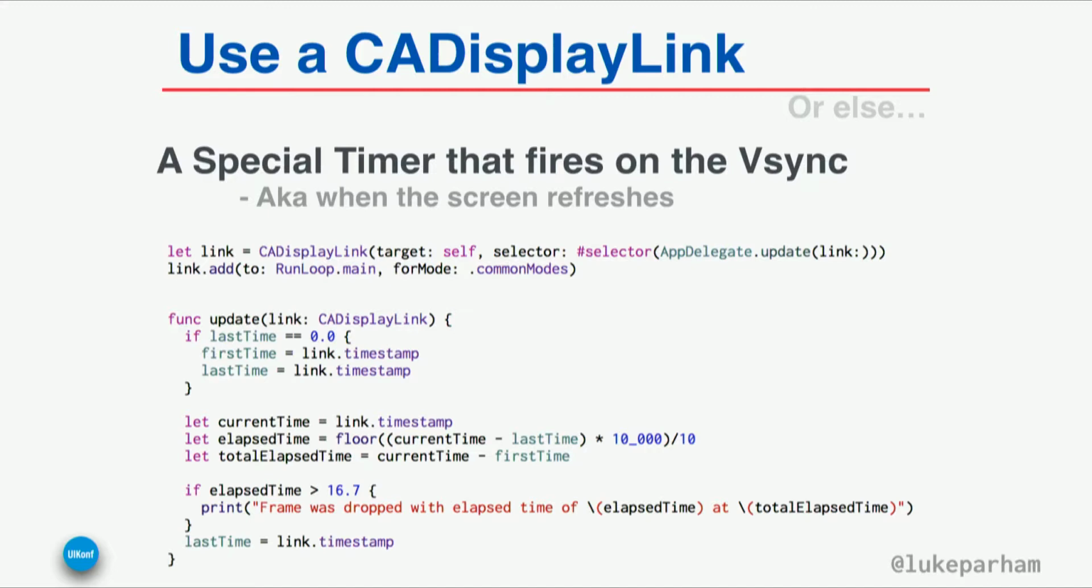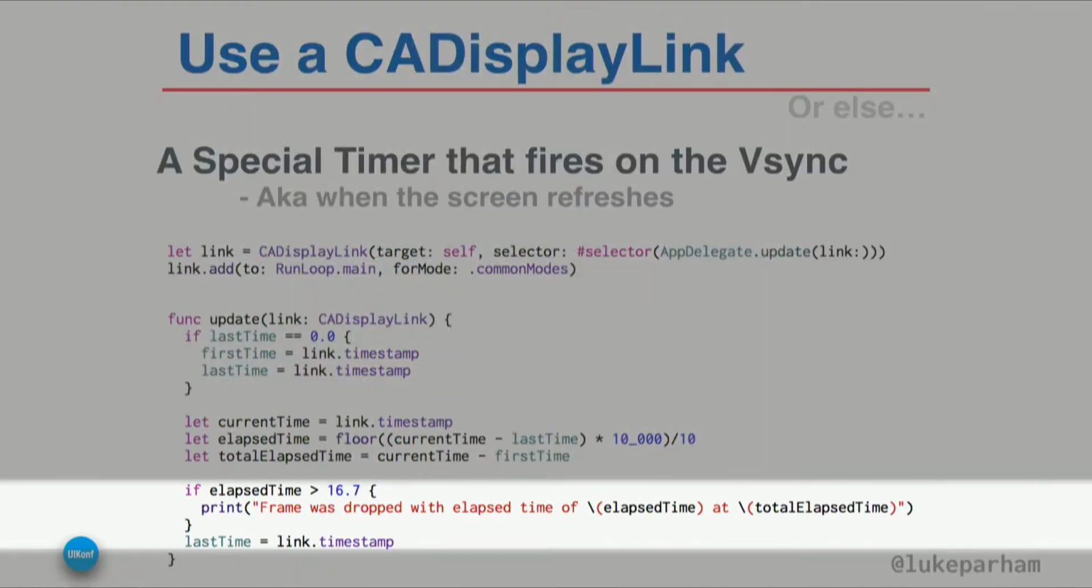Every time the screen gets drawn to, we'll call this update method, and then we'll do a little bit of math. The important part is if the elapsed time since the last time the screen was drawn to is greater than 16.7 milliseconds, that means your app has been dropping frames in that interval. You can print when this happened and how long the gap was, so you can see how many frames you've dropped. You can do more math than this, like averages, your FPS and all that stuff.